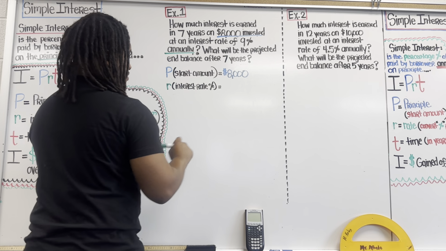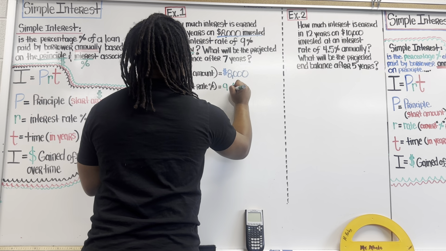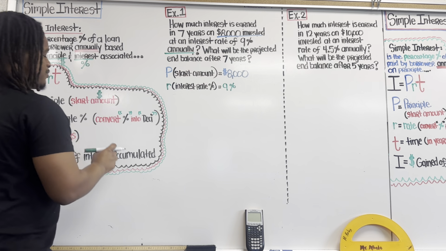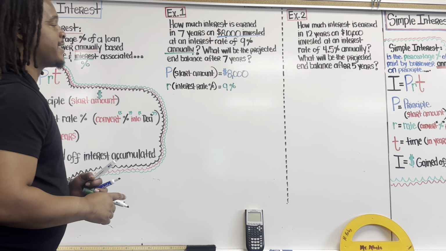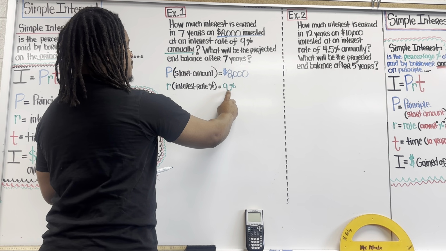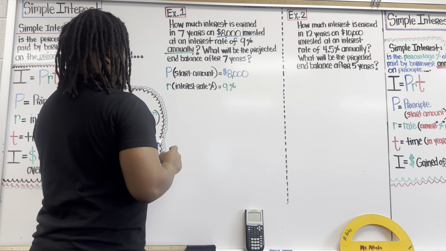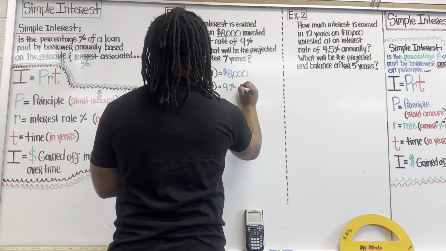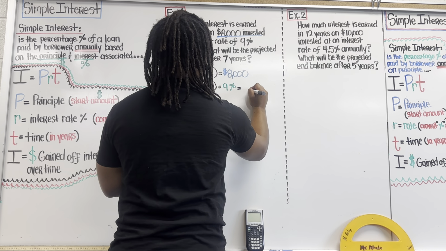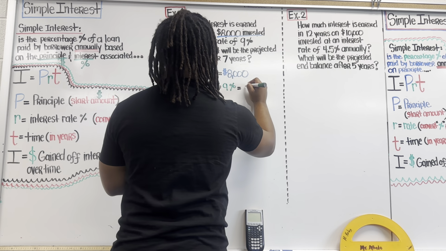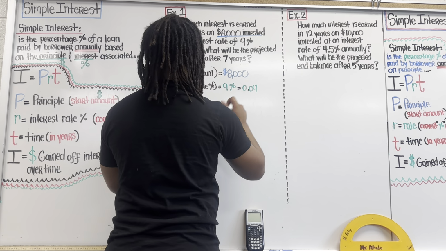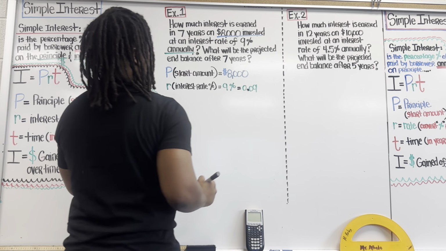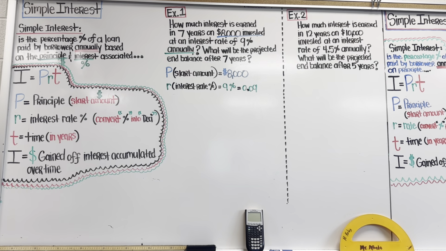It is 9%, right? And remember, guys, we have to convert the percentage into a decimal. In order to do that, all we need to do is move the decimal point 2 times to the left. So 9% actually equals 0.09. That's what it represents as a decimal.